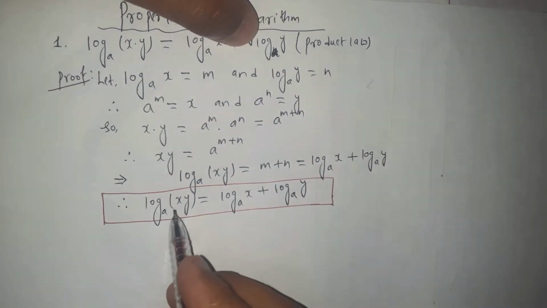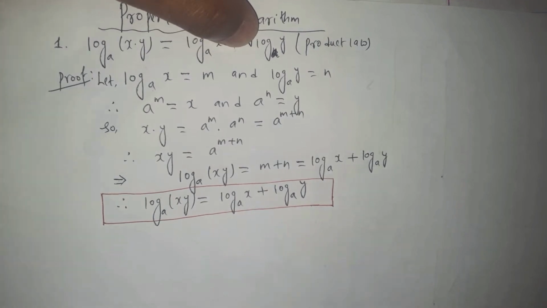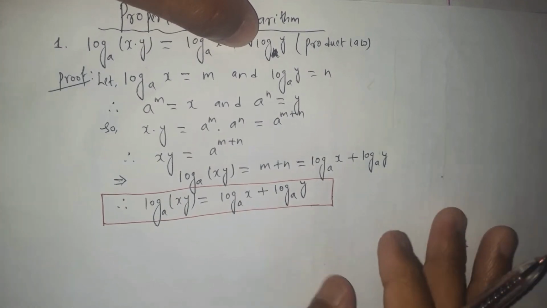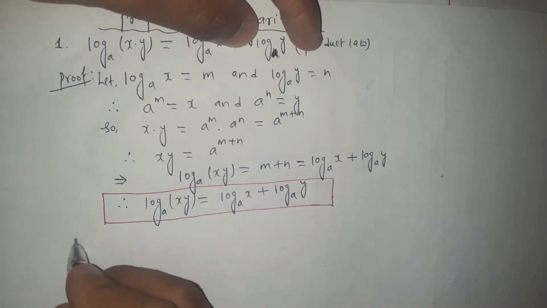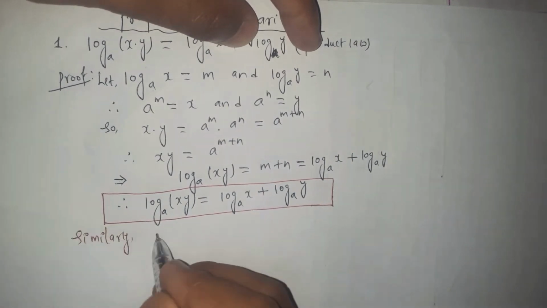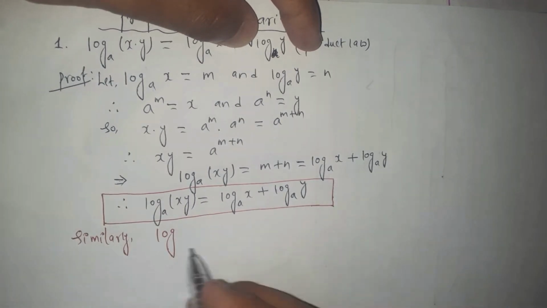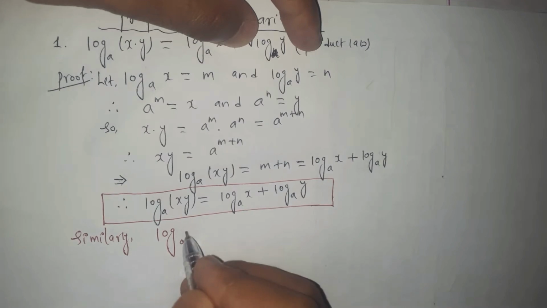The log of the product of the two numbers is the same as the sum of the logs of each number. And similarly, we can prove it for three numbers. In the case of three or four numbers, similarly we can generalize it.